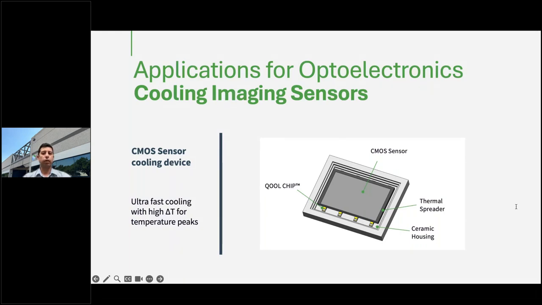Very fast cooling, a high temperature differential, would definitely make a difference and provide a significant advantage in terms of quality of the image, performance, and the reliability of the product. As we can see in this image, we can create an array of cool chips to build an imaging cooling sensor system.